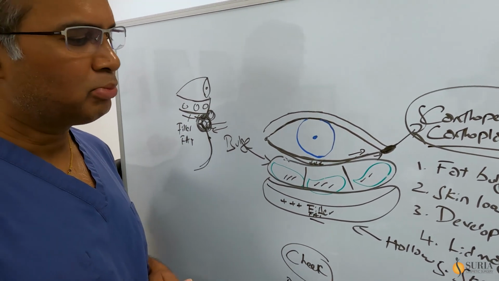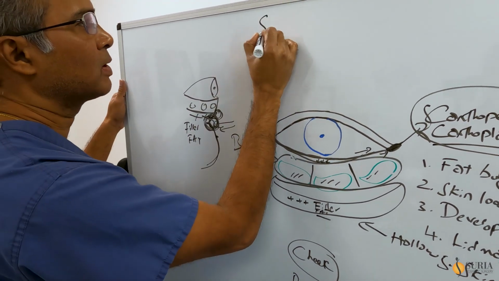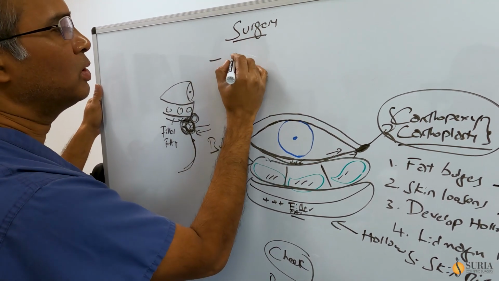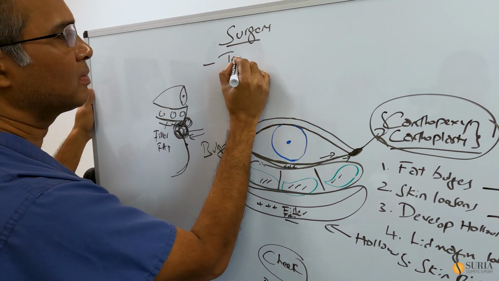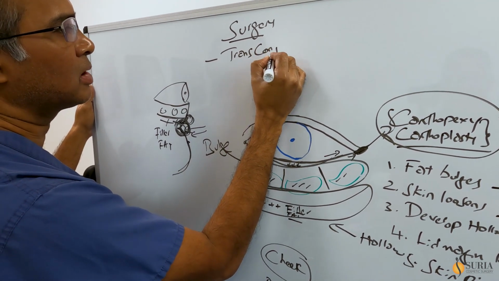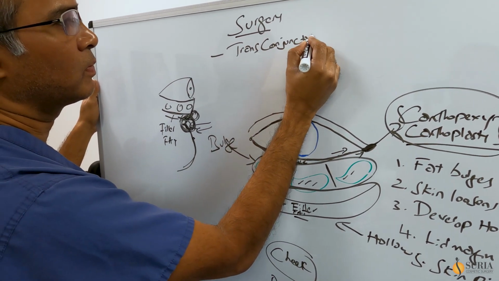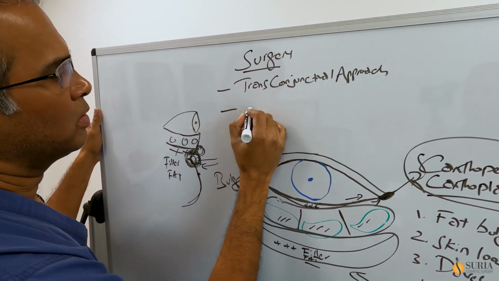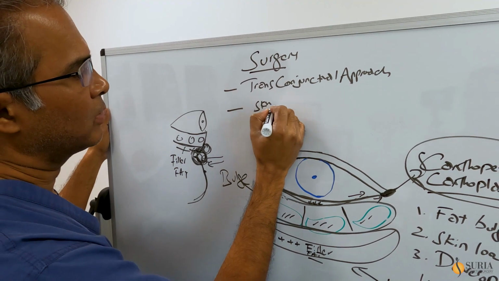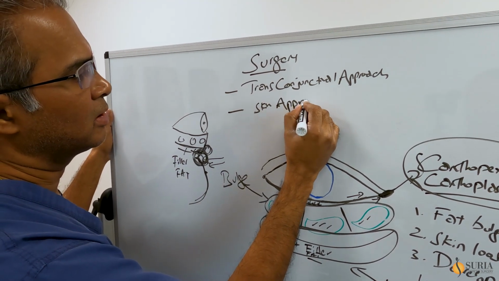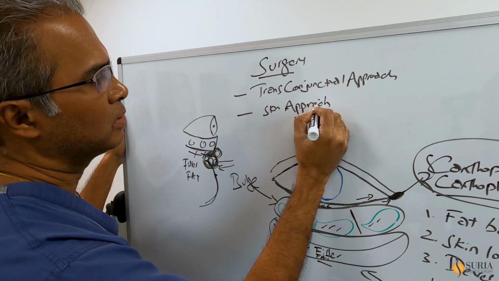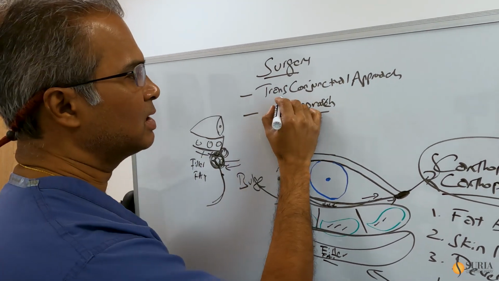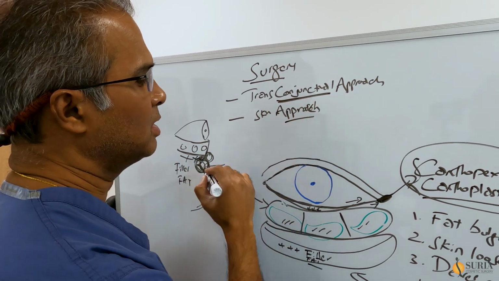And now let's briefly talk about surgery and approaches to surgery. You could do what we call a transconjunctival approach or a skin approach, just for terminology. I'm not going to be too scientific here, but this is important because I can't substitute that word.